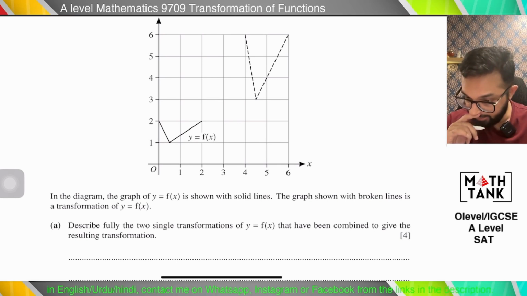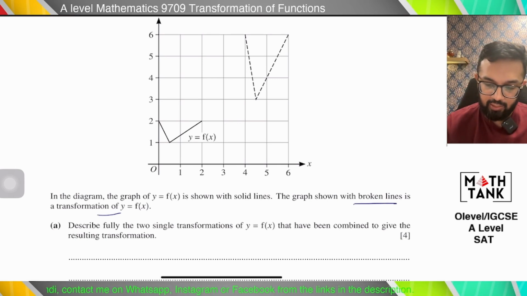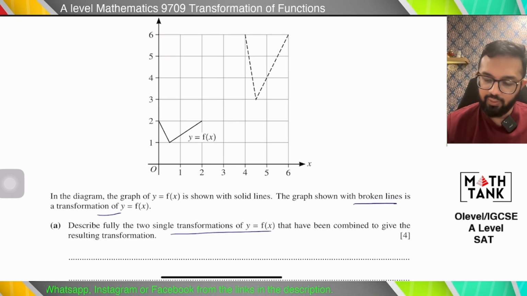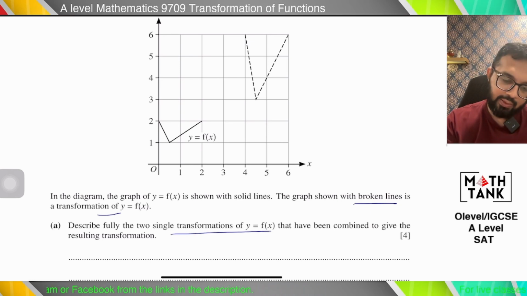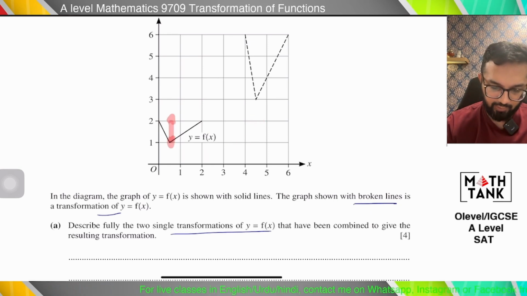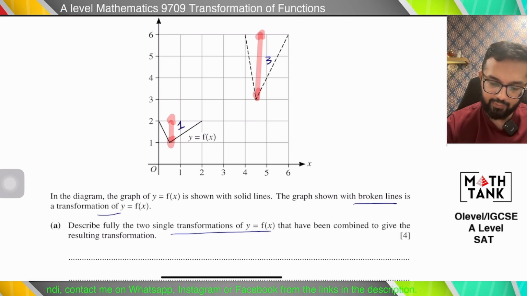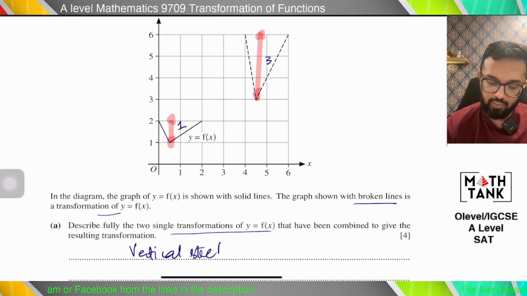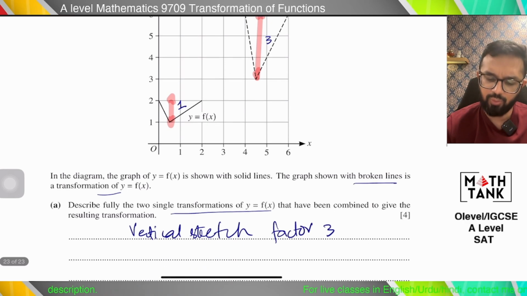It says in the diagram, the diagram shows with broken lines the transformation, describe fully the two transformations. Now, when I notice this diagram, there's nothing horizontal happening apart from a movement from here to here. I know there's a horizontal transformation involved, but my gut feeling is always to do the stretches first. So I see that this is a distance of 3 units and this is a distance of 1 unit. So there's a vertical stretch. And I'm going to write that first. Factor 3. I'll decide if I want to change the order then.